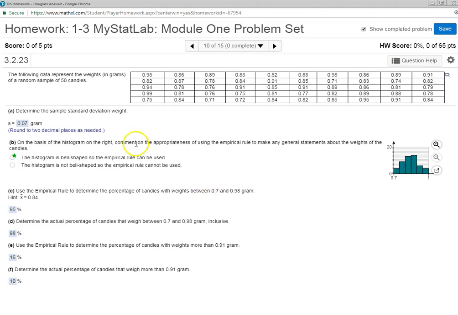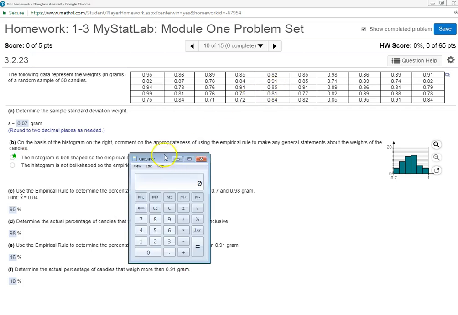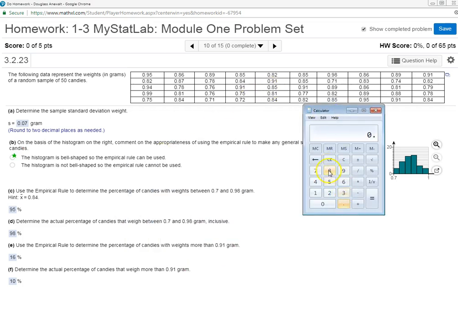So if our standard deviation is 0.07, you can think about it like this. If you're at 0.84 and you go 1 standard deviation above, that means you're adding whatever the standard deviation is. So I'm adding 0.07. That gets me to 0.91. If I go 2 standard deviations above, I'm at 0.98. So 0.98 is 2 standard deviations above the mean.